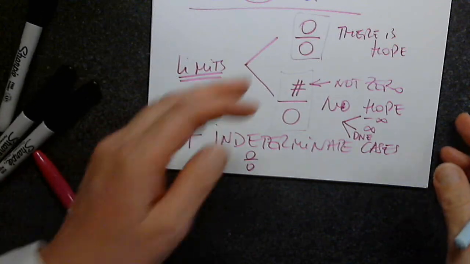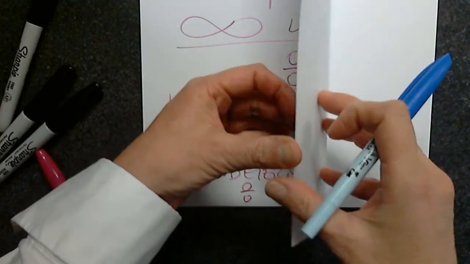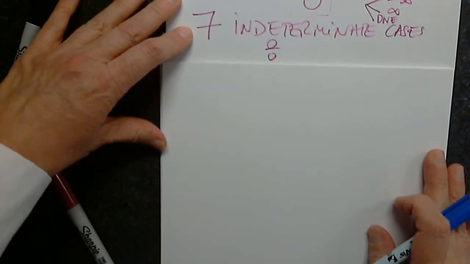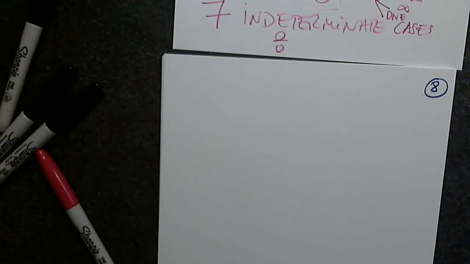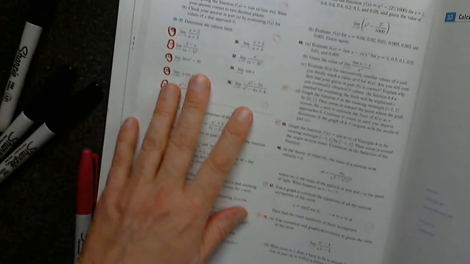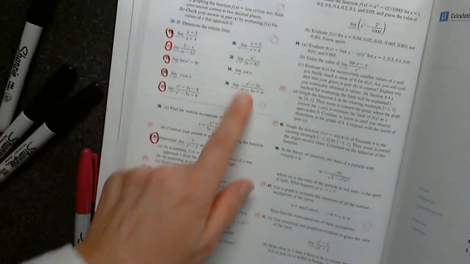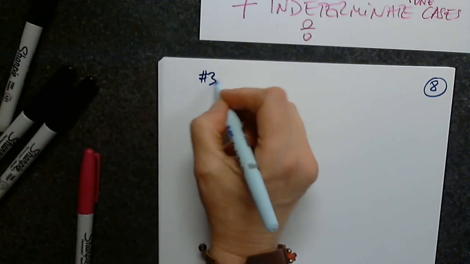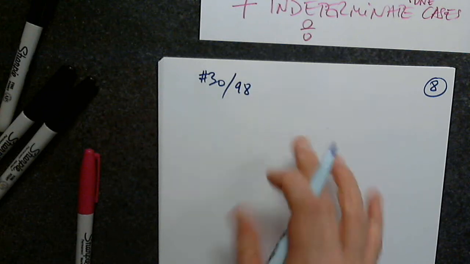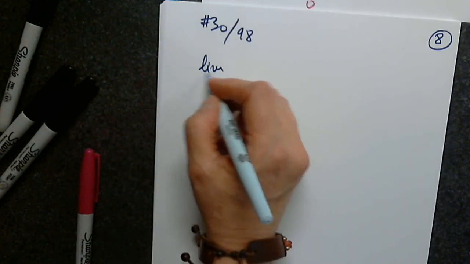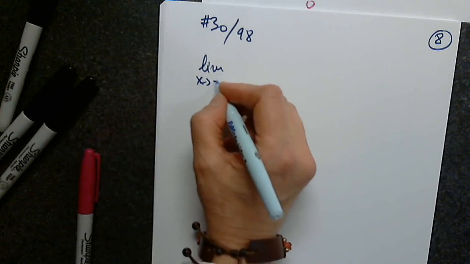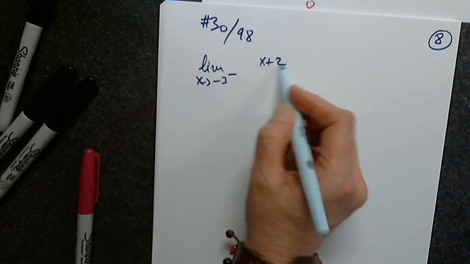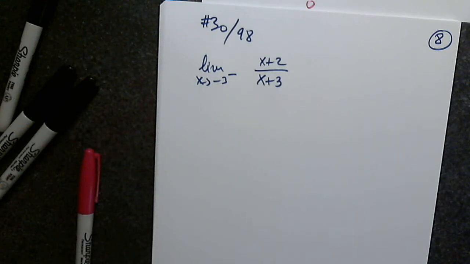Okay. So in view of this, let's finish this section, which is 2.2, with any example you'd like, but allow me to choose the first example from these. Allow me to choose the first one, and then you'll choose the next. Anything you want. So I'm going to start with 30. This is 30 on page 98. And we have the limit as x approaches negative 3 from the left of (x plus 2) over (x plus 3). So we're asked to calculate this limit.